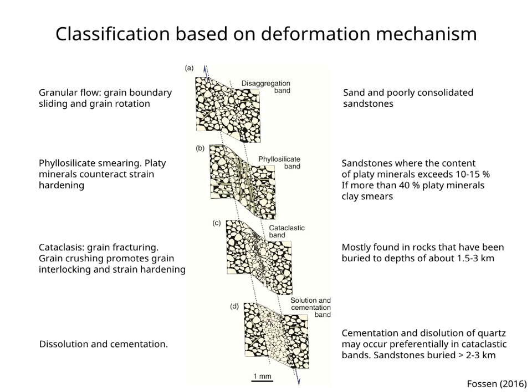Cataclastic deformation bands form narrow millimeter-wide zones of crushed grains. In the center of the band, the porosity and permeability are nearly zero. Cementation of the bands can occur at depth greater than 2 to 3 kilometers.